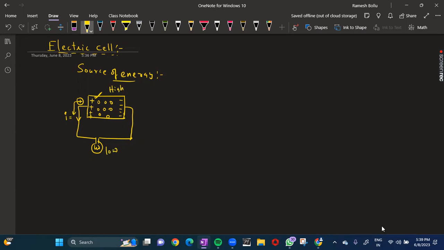The bulb does not have any electrons, but the cell has a lot of electrons. When a positive charge enters inside the cell, it will encounter millions and trillions of collisions with the acid molecules. That means the acid is also giving some opposition force. That opposition is called what here? Electric resistance.